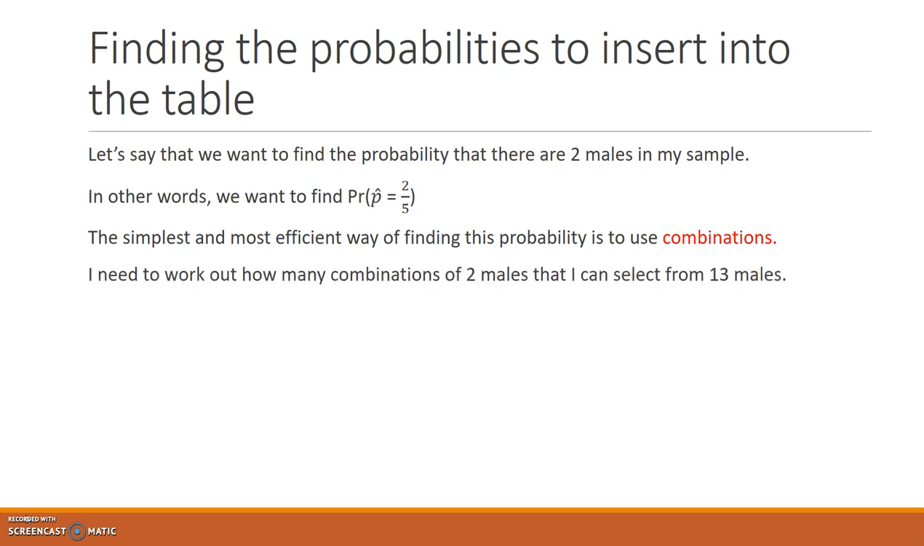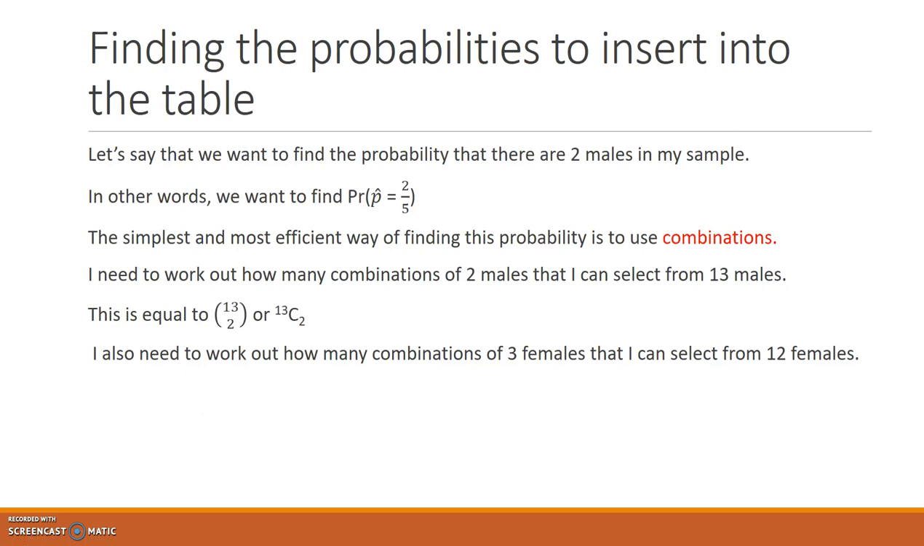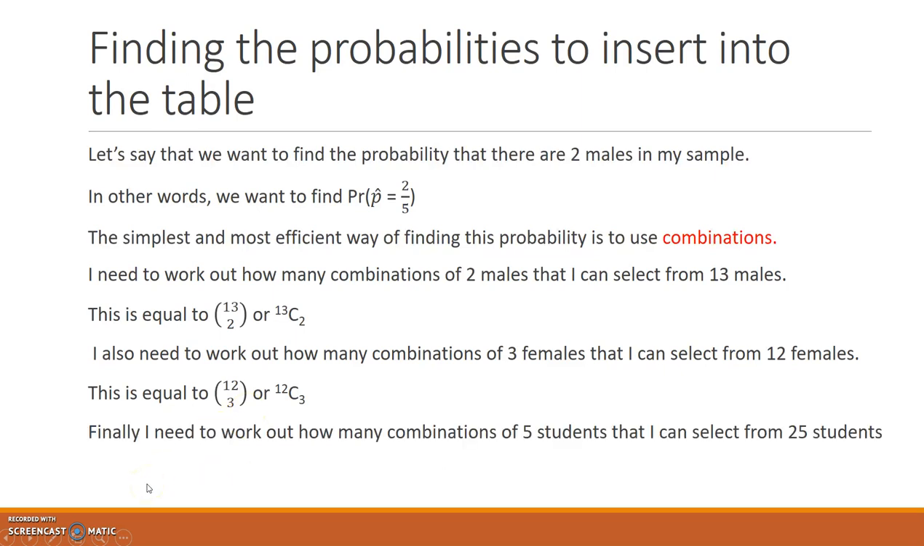I need to work out how many combinations of 2 males that I can select from 13 males. This is equal to 13C2, or in a bracket 13(2). However, I also need to work out how many combinations of 3 females that I can select from 12 females. This is equal to 12C3, or 12(3) in a bracket. And finally, I need to work out how many combinations of 5 students I can select from my total of 25 students. This is equal to 25C5, or 25(5) in a bracket.